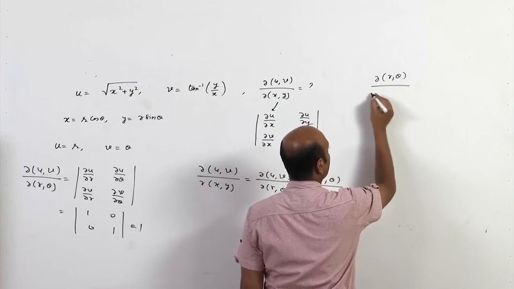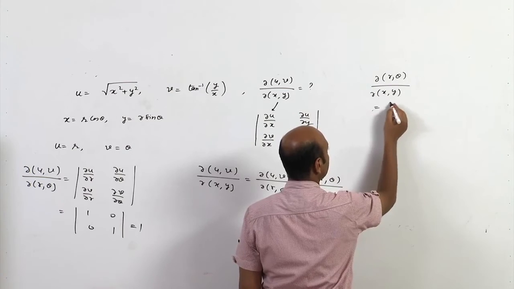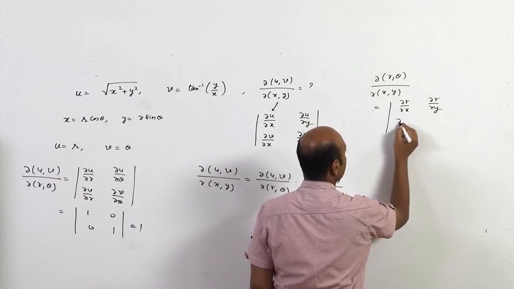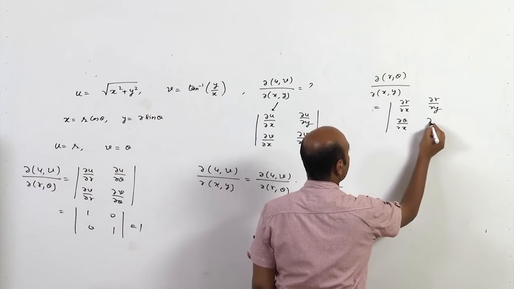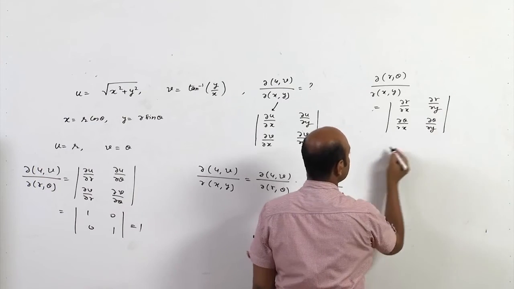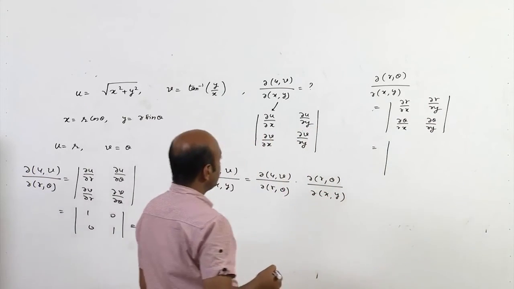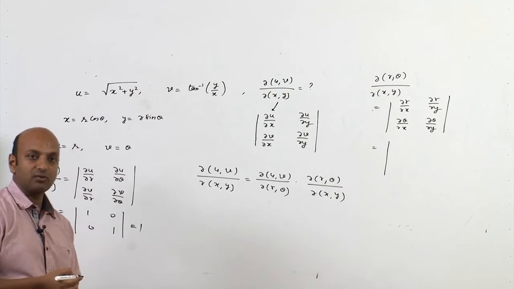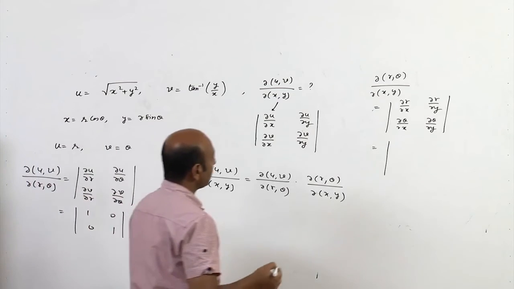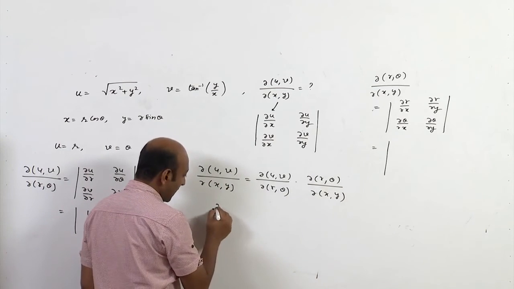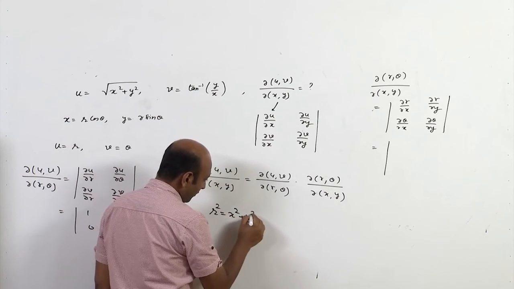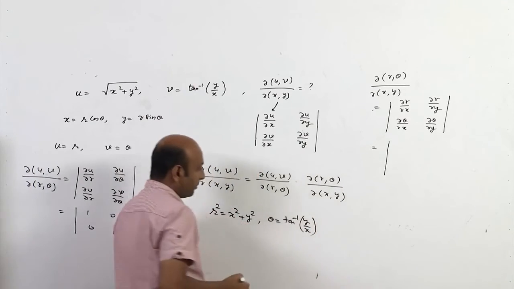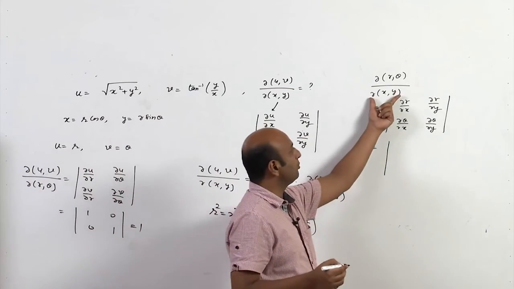Okay. Now, del(r,theta) upon del(x,y) is the determinant of del r upon del x, del r upon del y, del theta upon del x and del theta upon del y. Now, you have to express r and theta in terms of x and y. So, what is r? R square is x square plus y square, and theta is tan inverse y by x. Basically, we already know that this Jacobian is basically r.